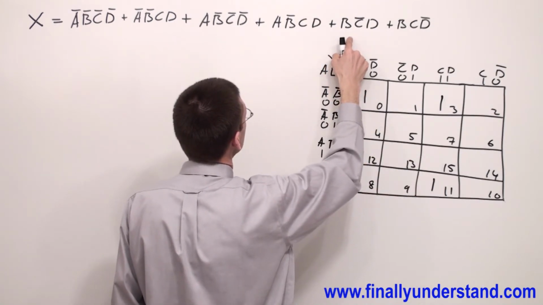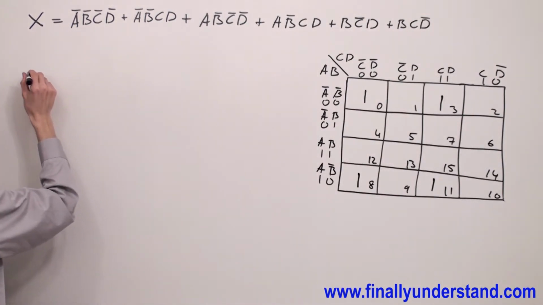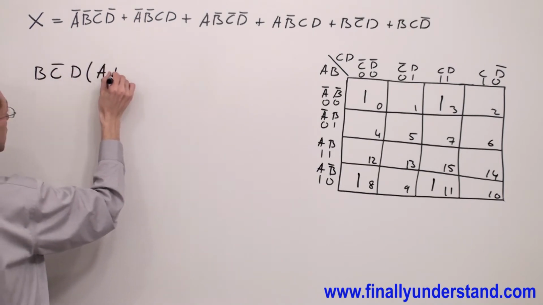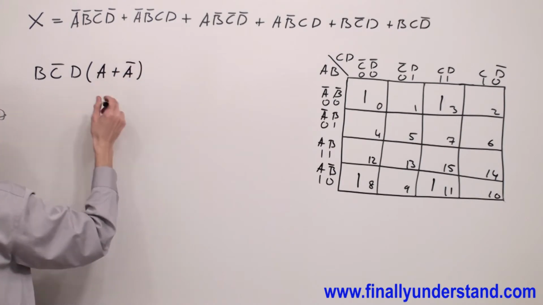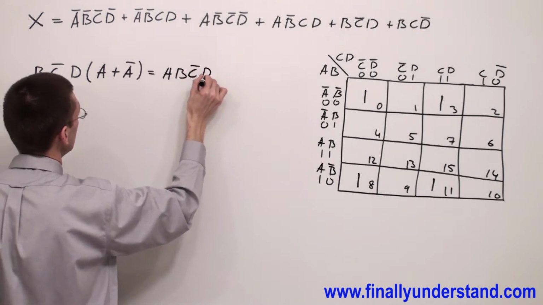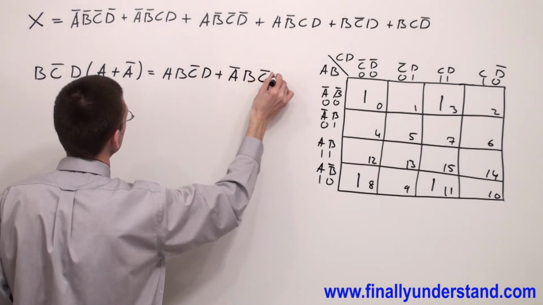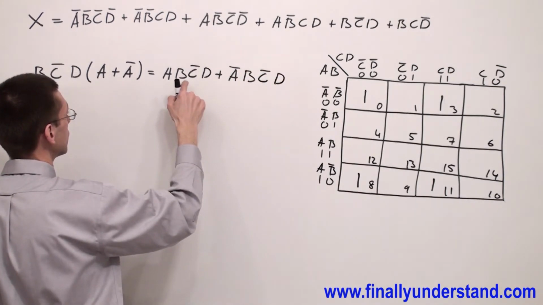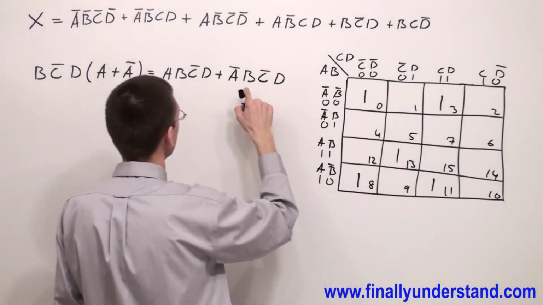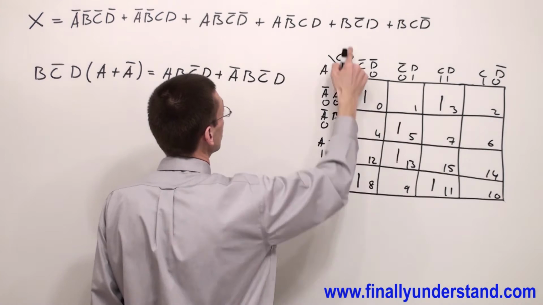This one is missing one variable. It's missing variable a. I have to expand this term by multiplying b, c naught, d by a or a naught, because I'm missing variable a. This is going to be equal a, b, c naught, d or a naught, b, c naught, d. This is binary 13 and this is binary 5. I'm finished with this term.